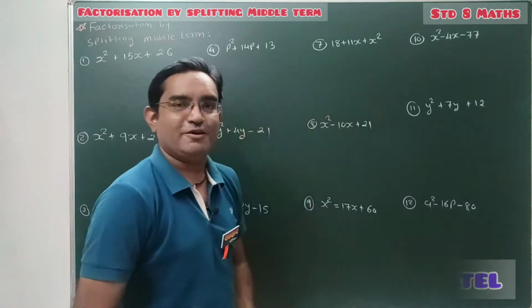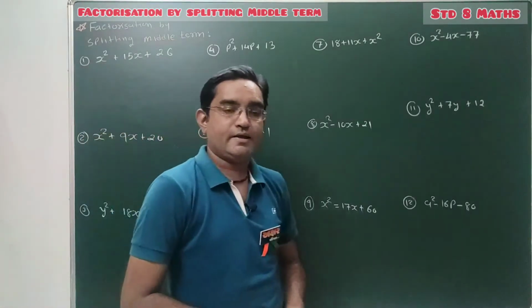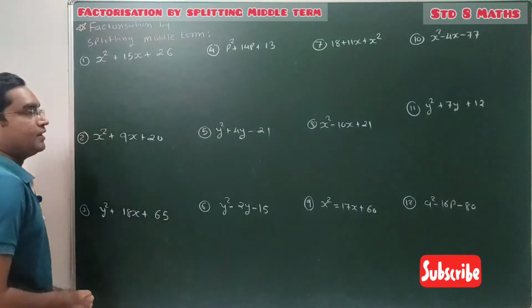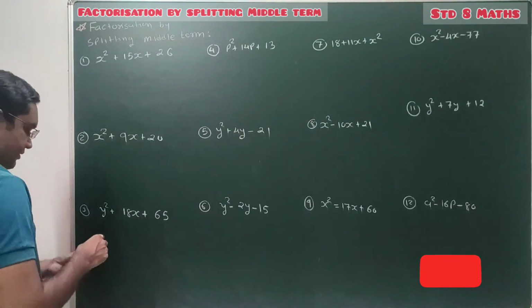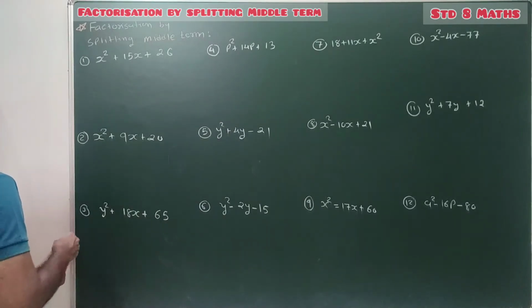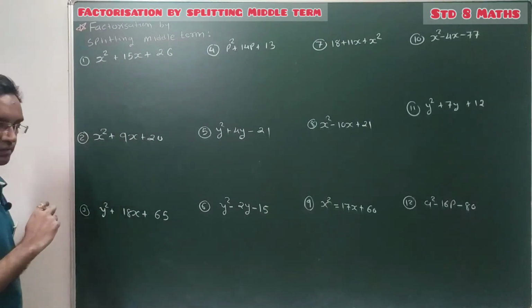In this video, we are going to discuss the method of factorization by splitting the middle term. So how do we factorize by splitting the middle term? For that, let us now consider question number 1. Here we are given x square plus 15x plus 26.